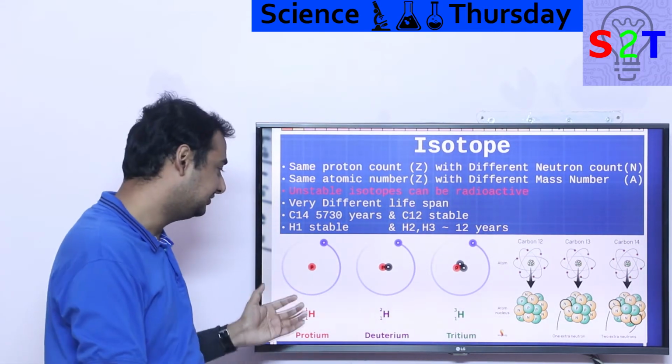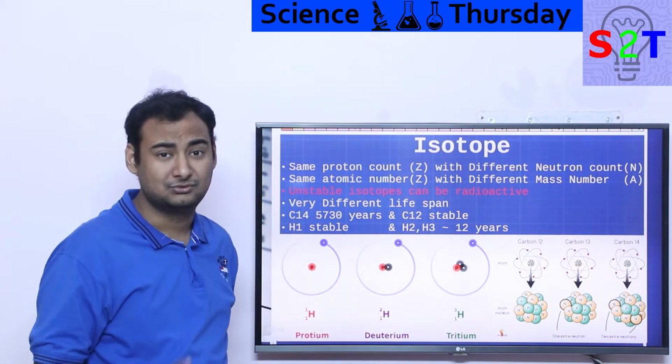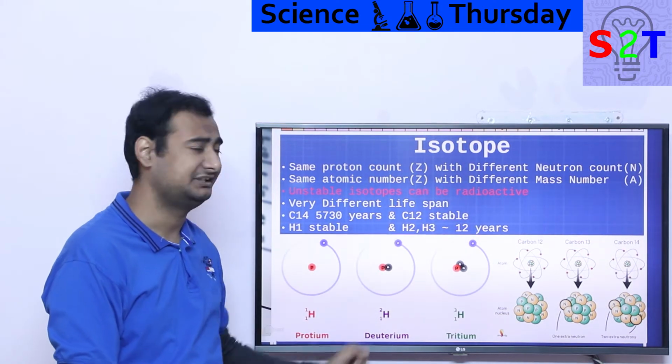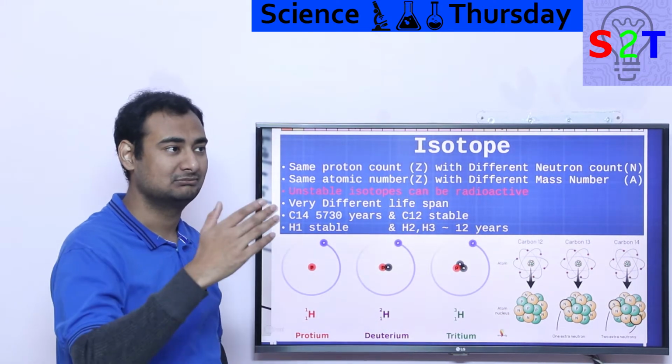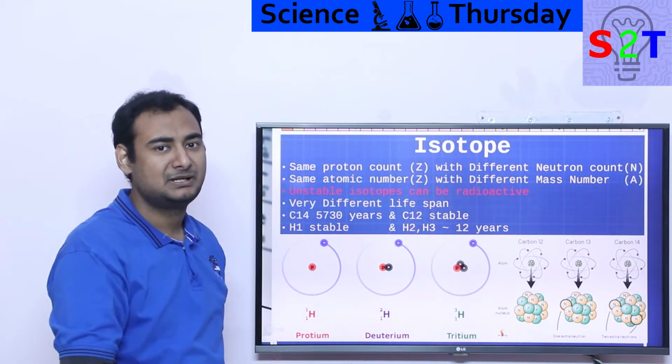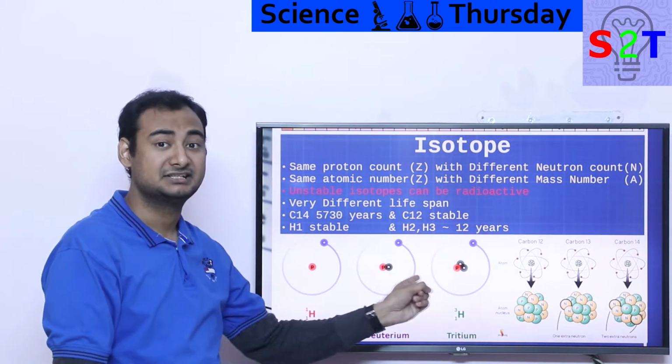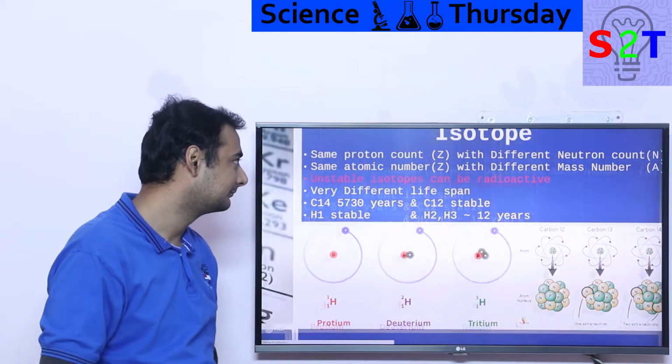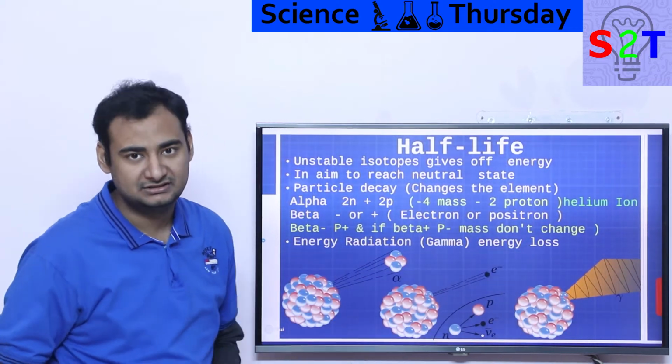And the same will happen with hydrogen. You can have deuterium and tritium, both of them have a half-life of around 12 years. So basically they do not last. They go from a billion-year lifespan to around 12 years if they are in an unstable state. So half-life becomes an important scenario.